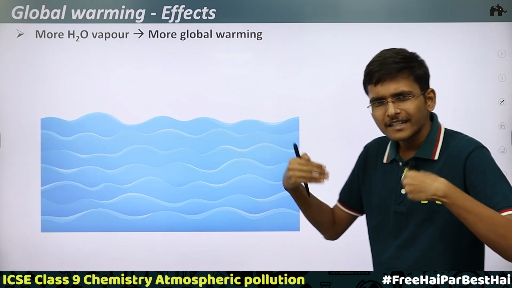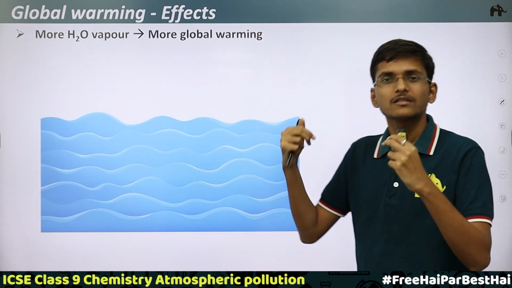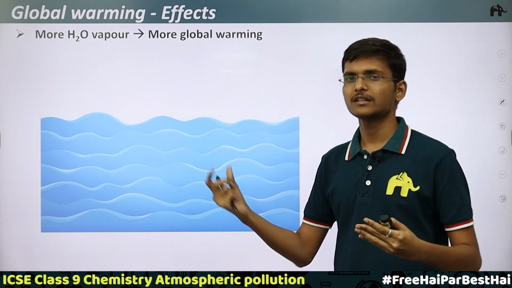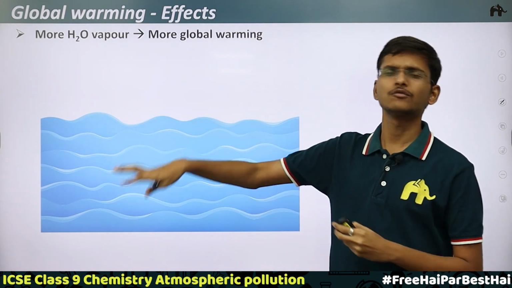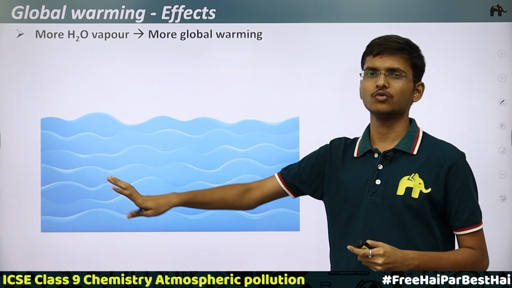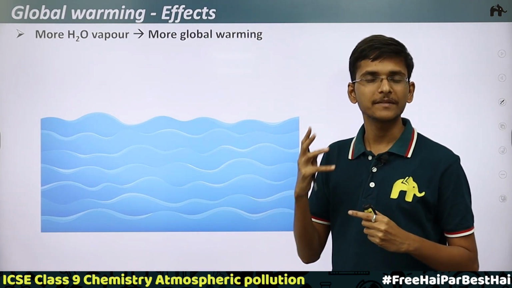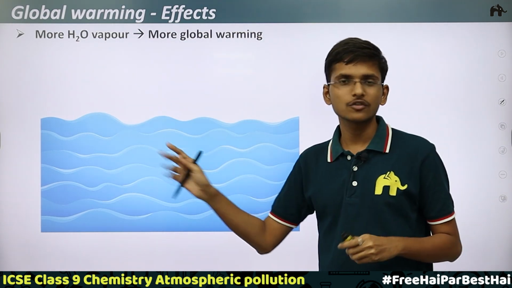Now, we all know that when we increase the temperature, the water evaporates faster. Correct. If you want to evaporate the water from the solution of salt and water, if we would keep it at room temperature, it would evaporate very slowly. But if you would heat it, the water would evaporate quickly. Correct. So here also the ocean water is heated up.